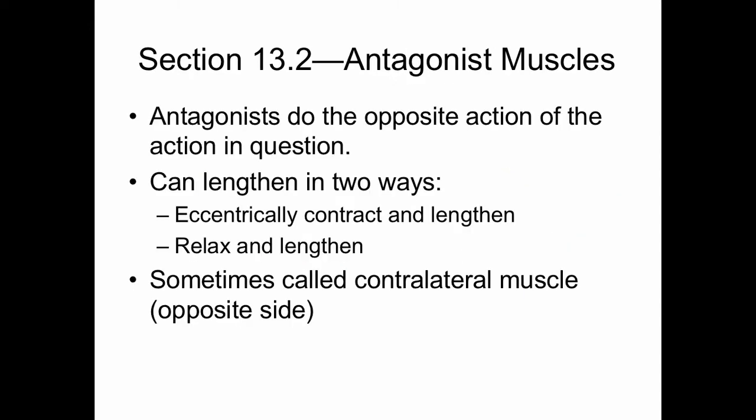The name antagonist literally means anti-agonist, anti-mover. However, the actual definition of an antagonist is a muscle or other force that can perform the action that is the opposite of the action in question. In other words, the antagonist must oppose that particular action of the mover. Again, they can lengthen in two ways: eccentrically, contract and lengthen, or they can relax and lengthen. They're sometimes called the contralateral muscle or the opposite side muscle.